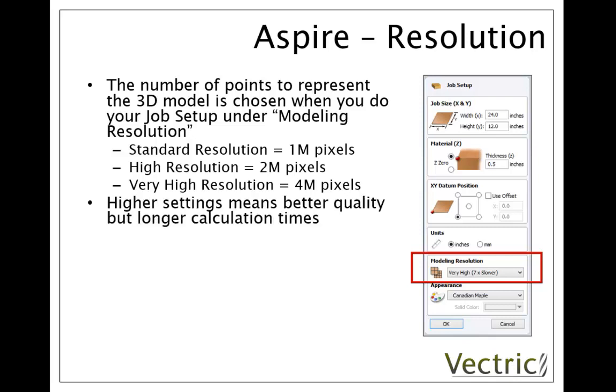So this presents a trade-off really, because higher settings give you a better quality model but will mean longer calculation times for some modelling operations and for some toolpathing. So really it's just a case of balancing those things out so that you get something that's appropriate for the type of work you're doing and the computer hardware you're running.